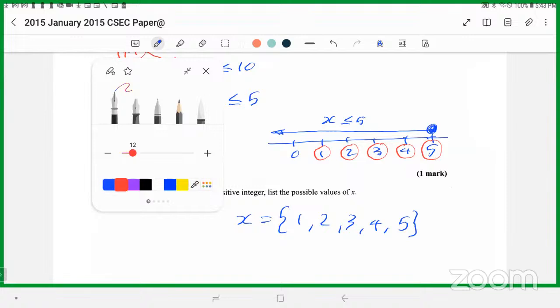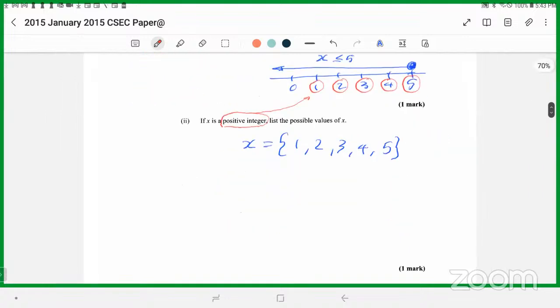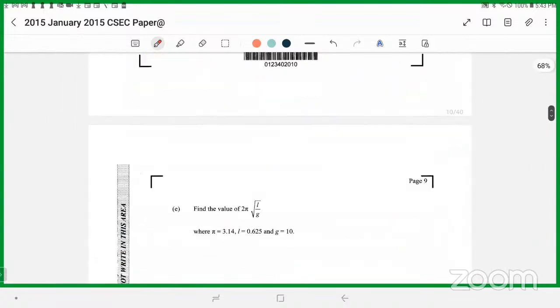Yes, sir. All right. I'm going to circle this and point to these red circles up there. Those are the positive integers. All right, let's continue down here.